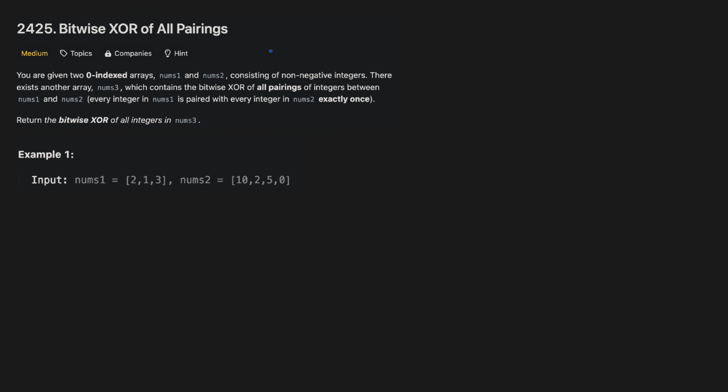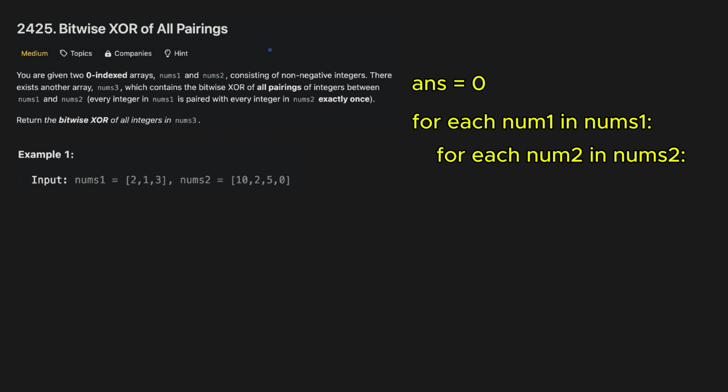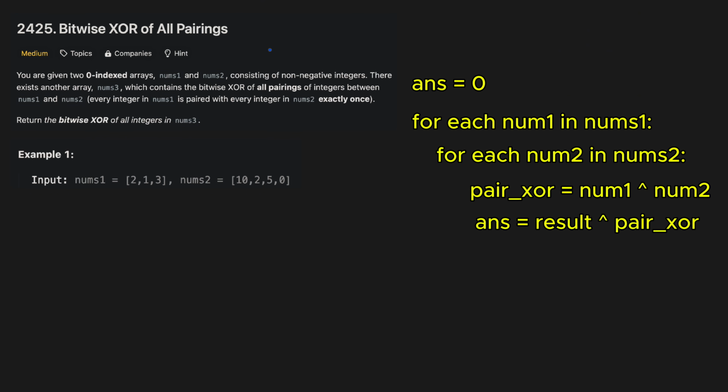Now in terms of solution, the naive approach would be to compute the XOR of all pairings between elements of nums1 and nums2, just as we did in the example walkthrough. So we iterate through each element in nums1, and then for each element in nums1, we iterate through each element in nums2, and compute the bitwise XOR of the current pair, and update our result by XORing it with the computed value. And in the end, we will return the final result after iterating through all the pairings.